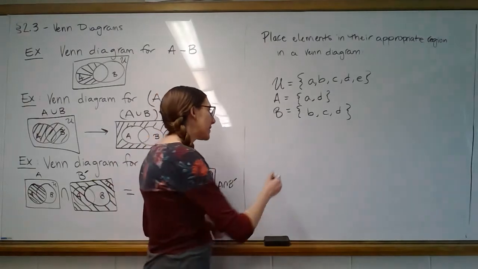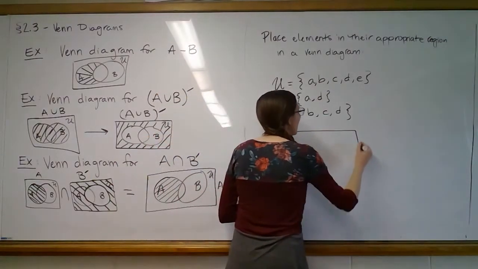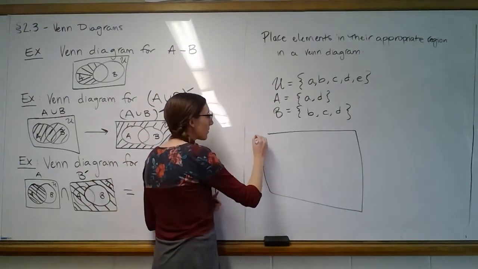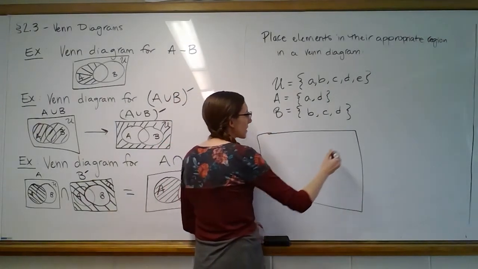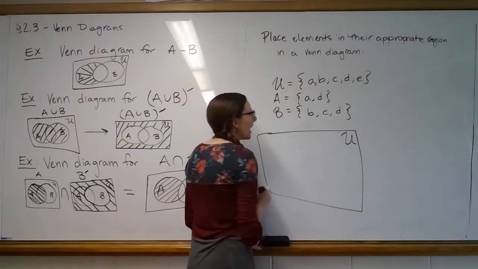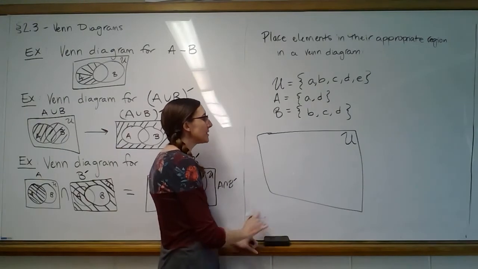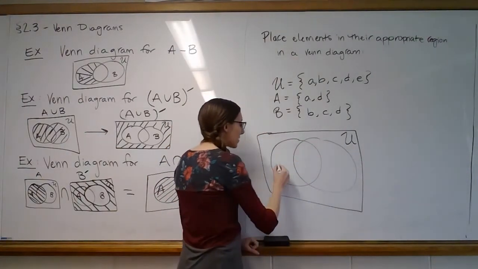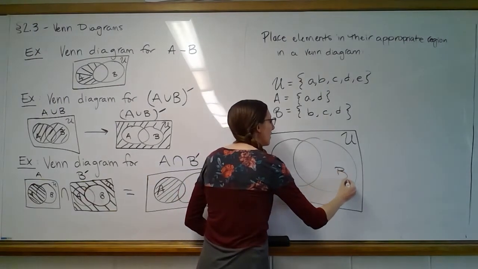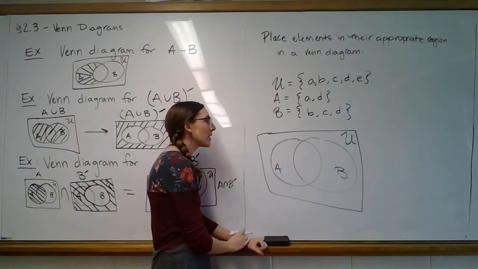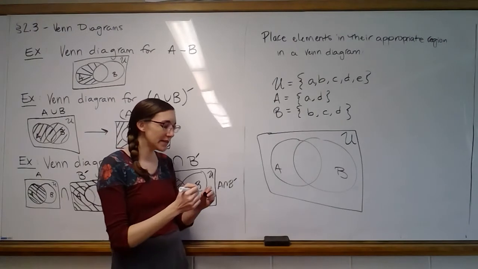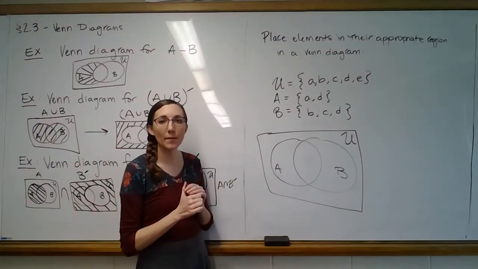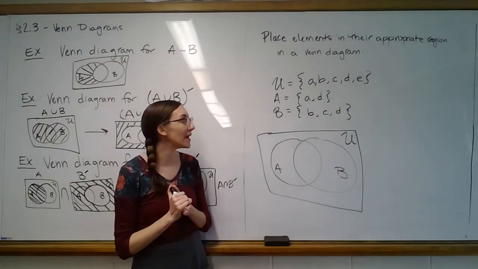So let's draw a Venn diagram. What does it start with? Well, it starts with a big rectangle. And then in this one, I just have 2 sets, A and B, so we can just do 2 circles, A and B. And as we take a look at these now, what we're going to do is go element by element and figure out where it goes.